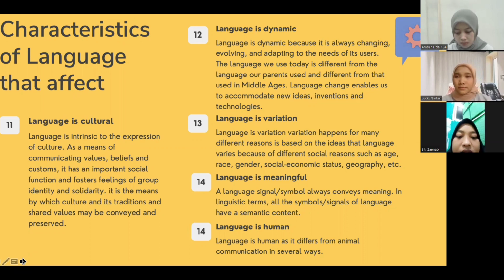Language is variation. Language variation happens for many different reasons. It is based on the idea that language varies because of different social reasons such as age, race, gender, socioeconomic status, geography, etc. Language is meaningful. A language signal or symbol always conveys meaning. In linguistic terms, all the symbols or signals of language have a semantic content. Language is human, as it differs from animals' communication in several ways. Next.